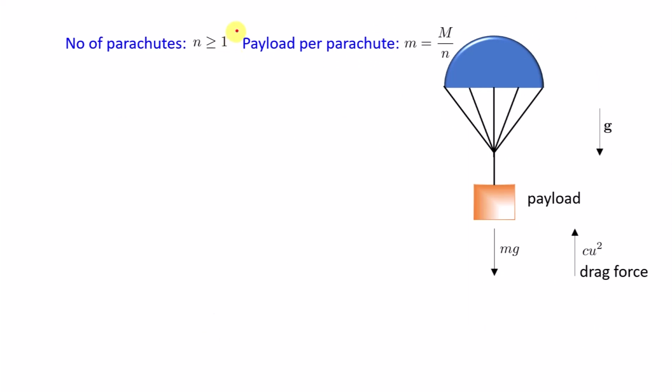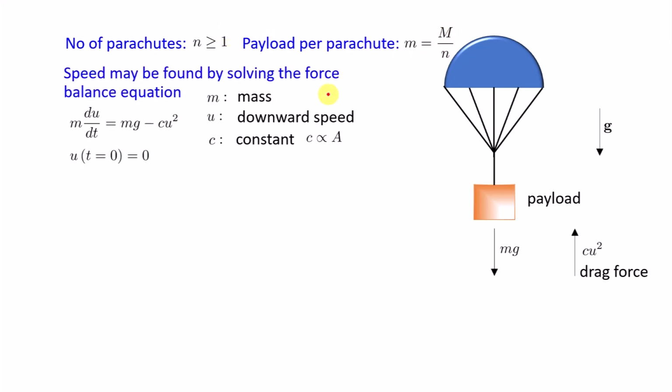Our number of parachutes is definitely greater than or equal to 1. We are using at least one parachute, otherwise this problem has no meaning. And therefore, payload per parachute is small m, which will be capital M divided by number of parachutes n. And we also know the mathematical model of the parachute. We have solved this before. We know that U as a function of t can be calculated from the momentum balance, that is m du dt is equal to mg minus c u square, and c u square is the drag force.